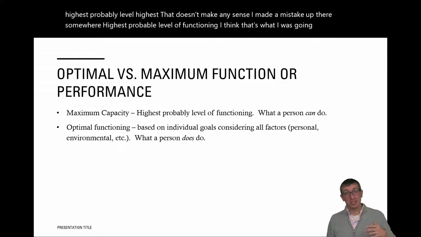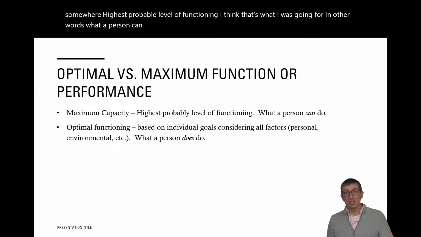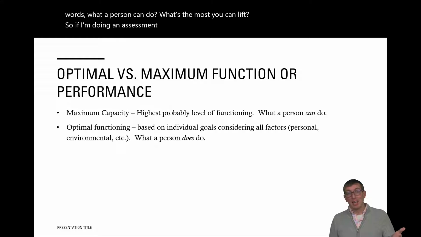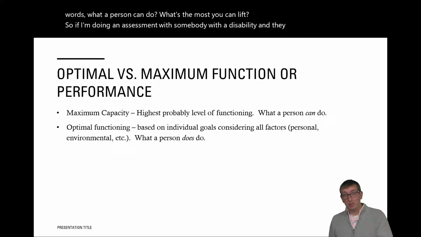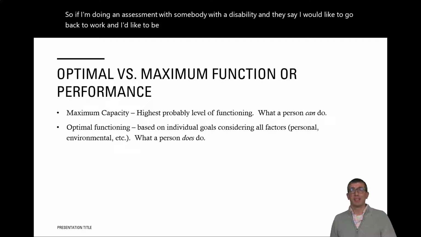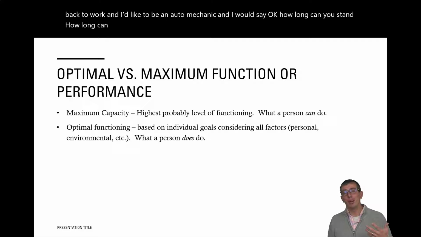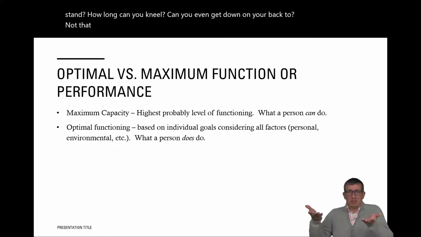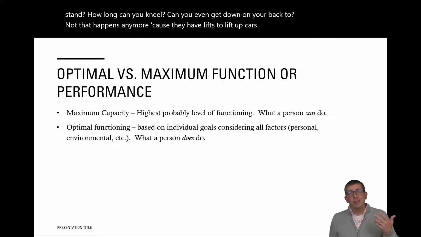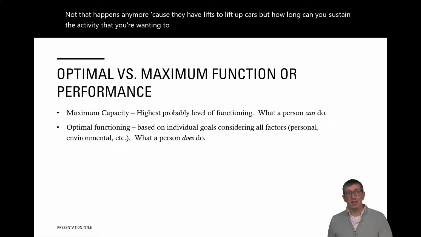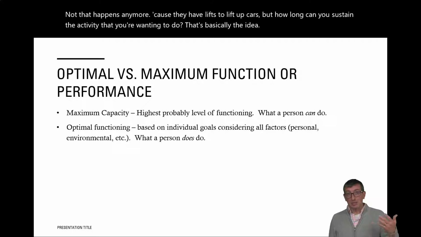In other words, what a person can do, what's the most you can lift? So if I'm doing an assessment with somebody with a disability and they say, well, I would like to go back to work and I'd like to be an auto mechanic, I would say, okay, well, how long can you stand? How long can you kneel? Can you even get down on your back, not that that happens anymore because they have lifts to lift up cars, but how long can you sustain the activity that you're wanting to do? That's basically the idea. And that's considered maximum capacity.